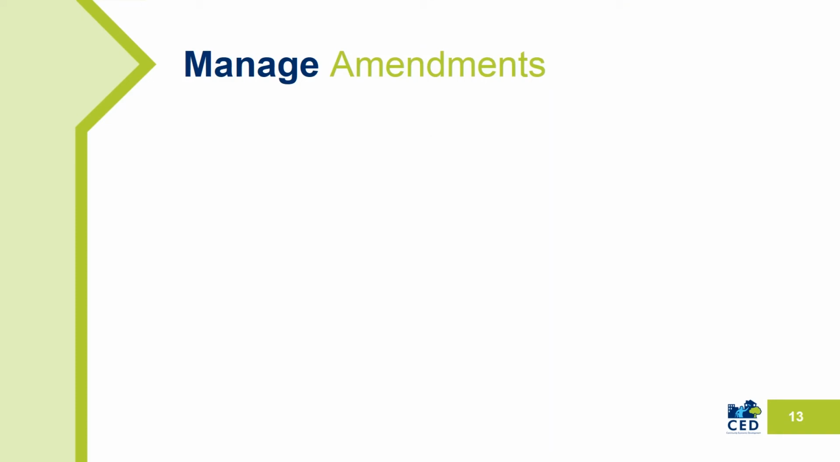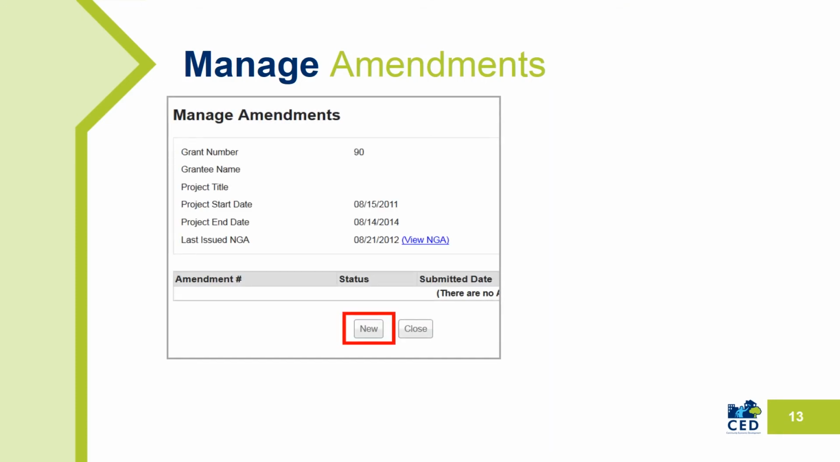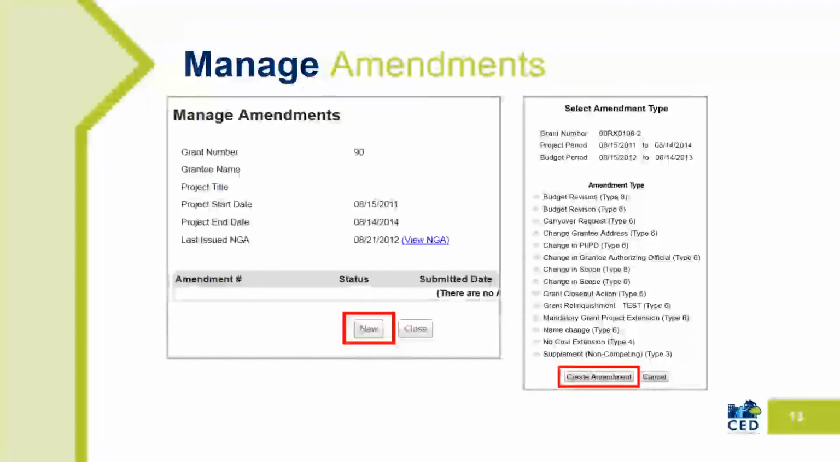You can access the Manage Amendments section from the My Grants List screen. To begin a new amendment, click on the New button on the Manage Amendment screen, as you see here on the left of the slide. After selecting New, the Select Amendment Type screen will appear, as you see to the right of your slide. Select the Radio button for the amendment type you are creating. These will be the post-award actions we previously discussed. Once you choose the type of amendment to select, click the Create Amendment button at the bottom of the screen.